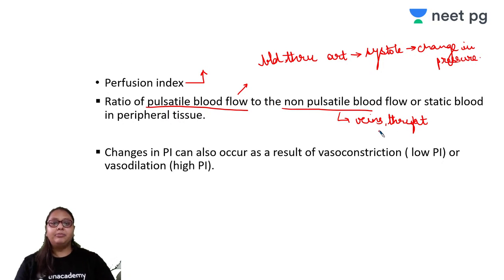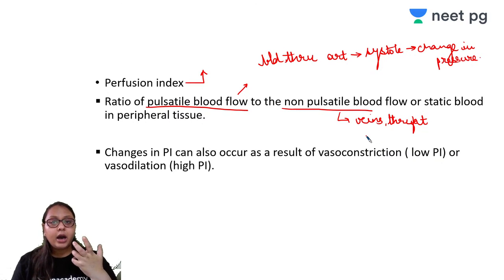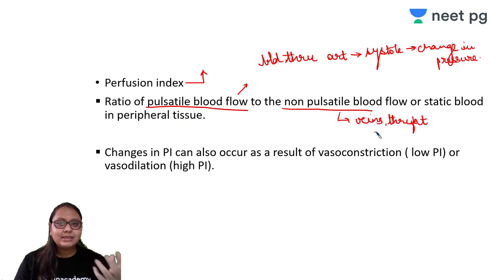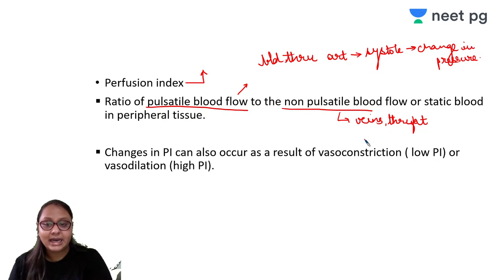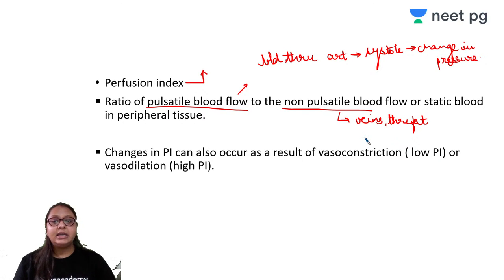For example, whenever we are giving caudal anesthesia to infants, to a newborn, to small children, to know whether the effect has come or not, we see the perfusion index. Because if the caudal anesthesia has worked, there will be vasodilation. So the changes in the perfusion index can tell us if the effect has come or not.